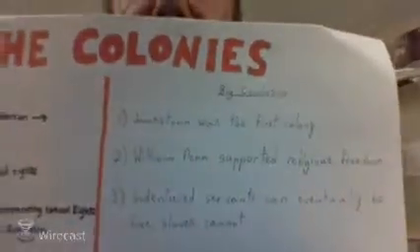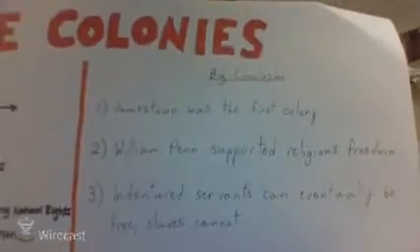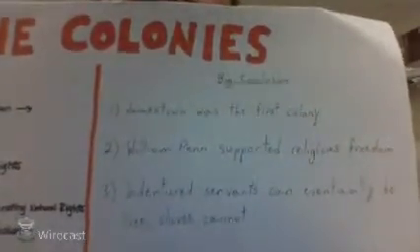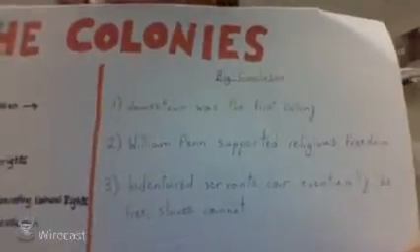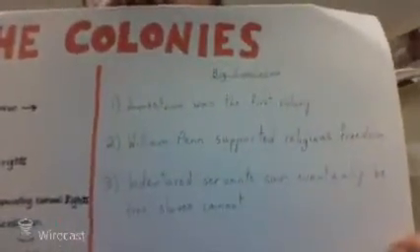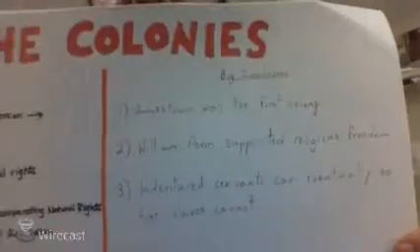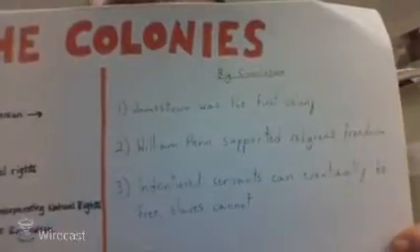This also had a couple of the big conclusions that you need to know from Unit 1. Jamestown's the first English colony, or permanent English settlement. William Penn is a great example. He supported religious freedom. William Penn is a Quaker, and he creates the middle colony of Pennsylvania. And Pennsylvania is really a melting pot. They support true religious freedom, and they have a lot of cultural diversity as well there. And then the third one: indentured servants can eventually be free, slaves cannot. We talked about that in the first unit review that we had.